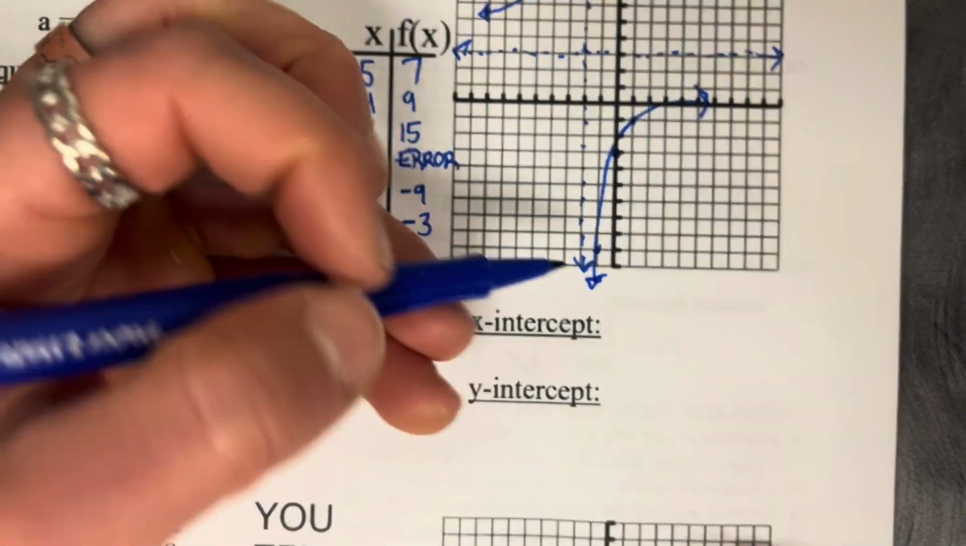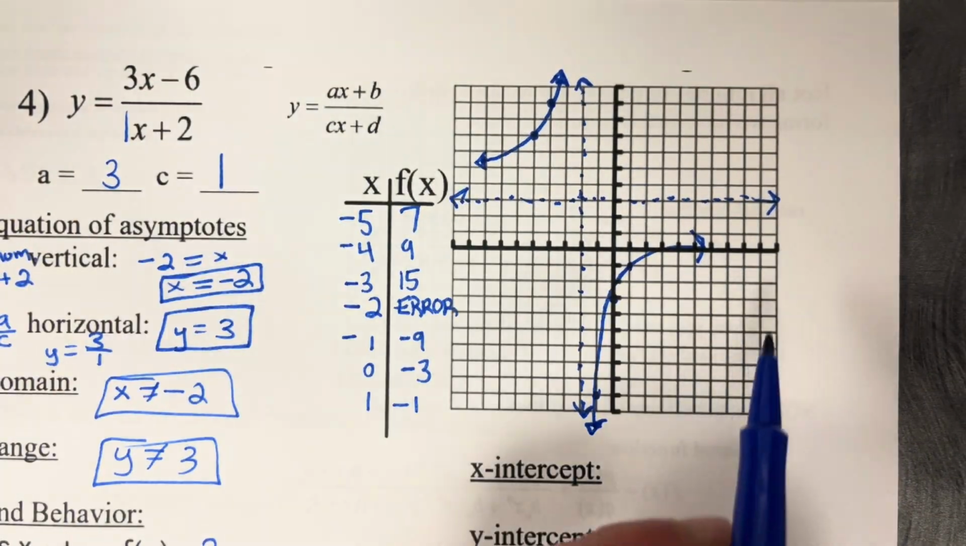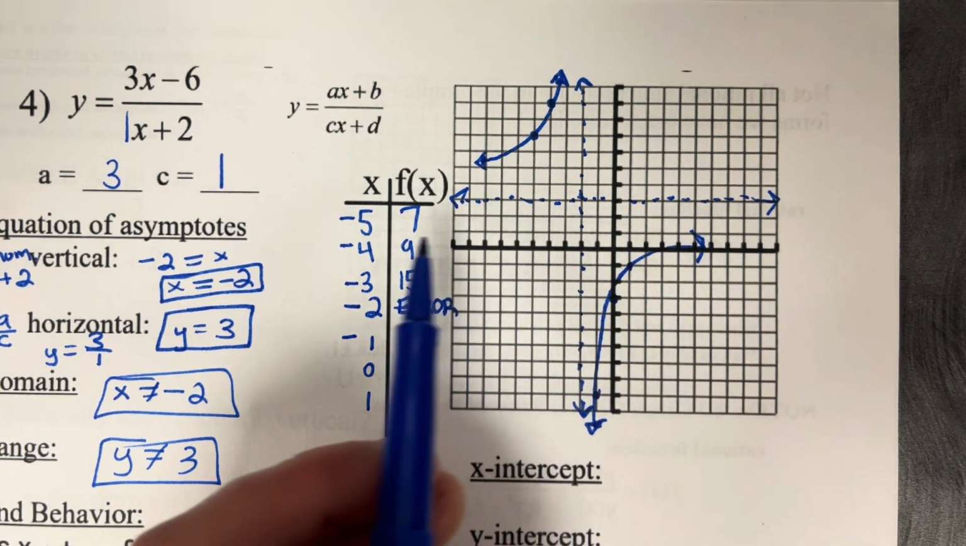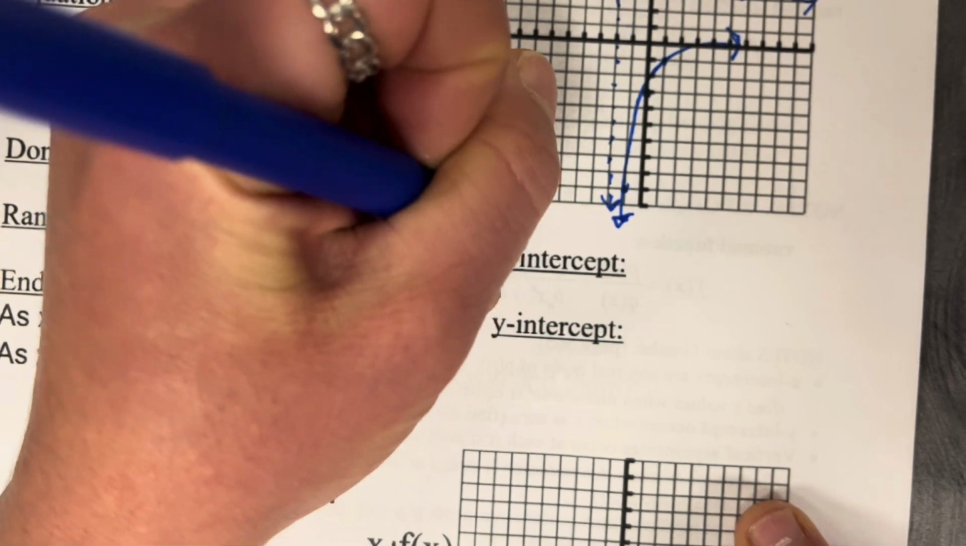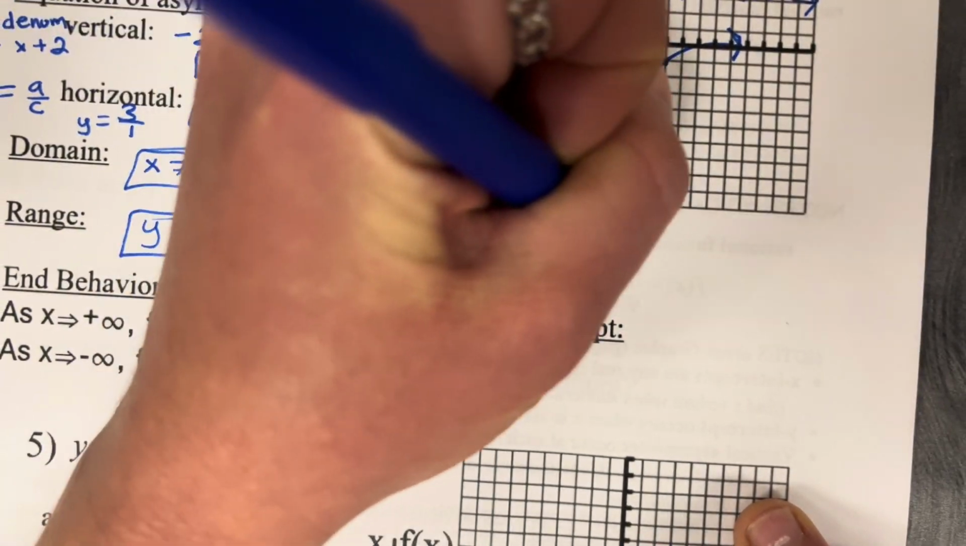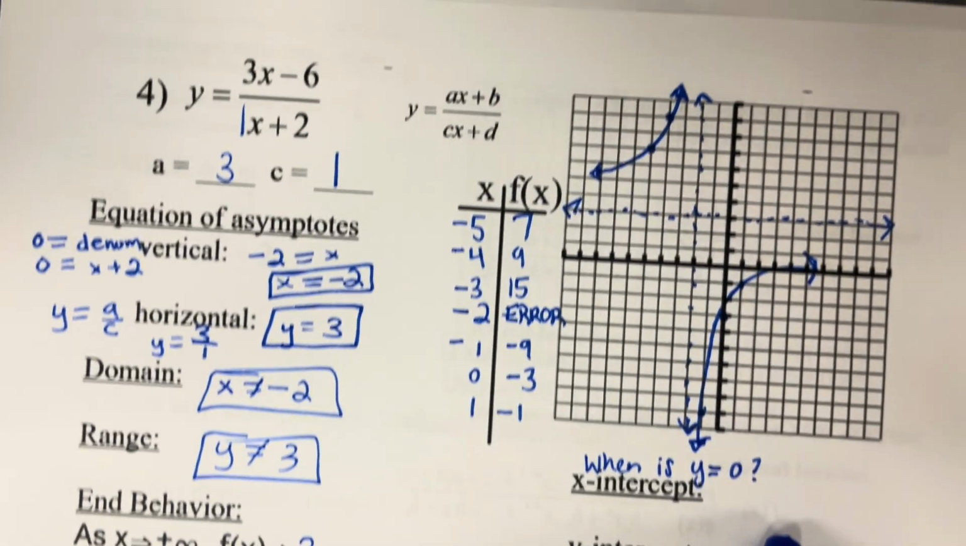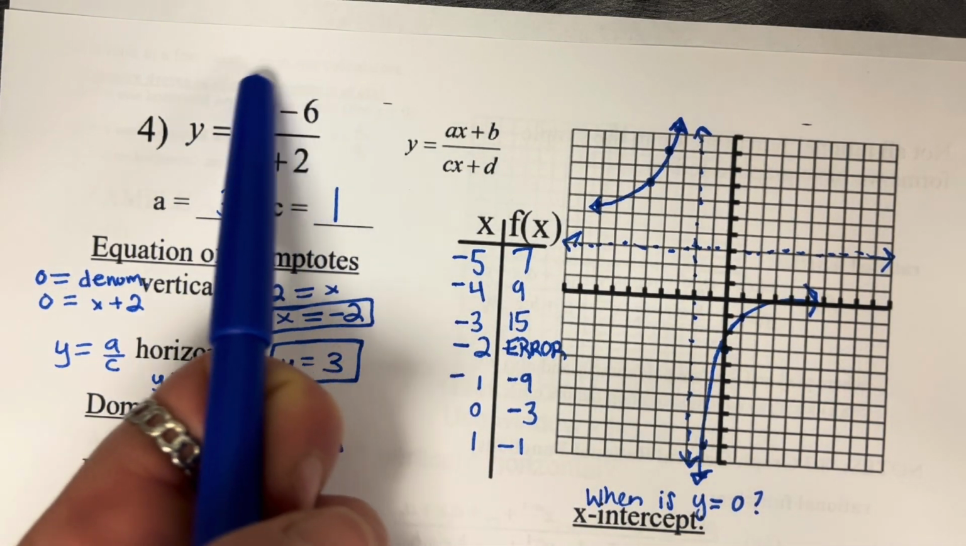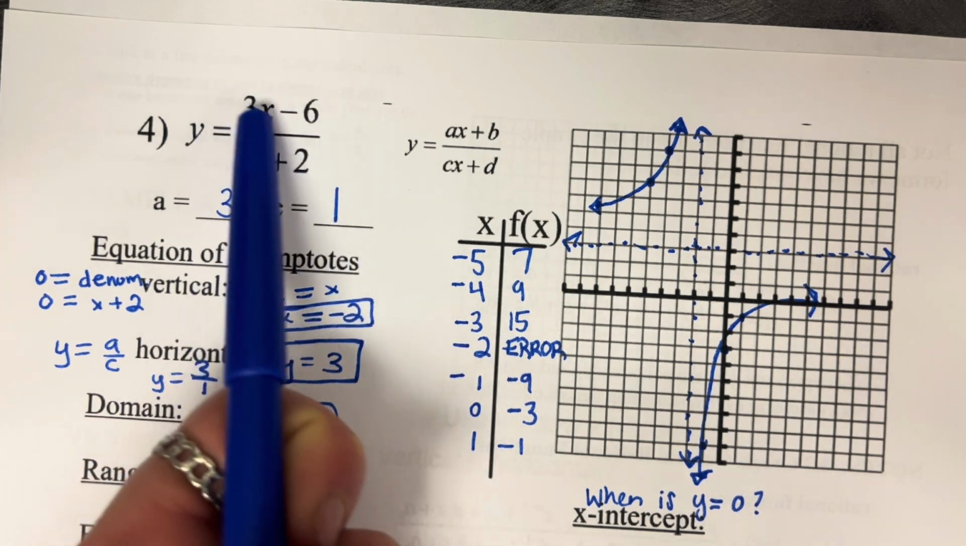Last thing is finding x-intercepts and y-intercepts. So we know the x-intercept will happen on the x-axis when the y value is equal to 0. So when is y equal to 0? Well, let's think about this. When could we make y equal to 0? Well, we'd have to have the numerator be 0 for the whole thing to be 0.